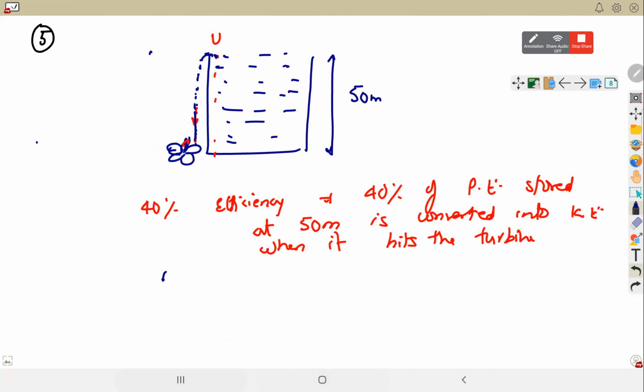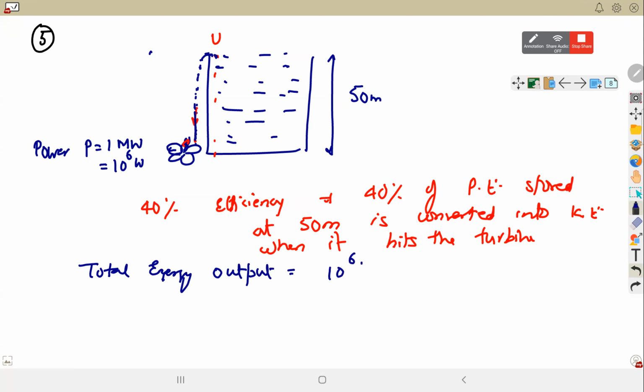Now the turbine has to produce how much power? The turbine is producing 1 million watt or 1 megawatt, that is 10^6 watt. In how much time? Per second. So the total energy output is 10^6 watt. Energy per unit time is 10^6 joule per second.